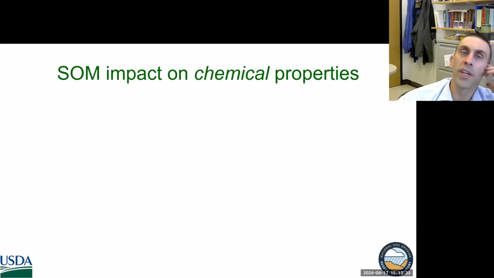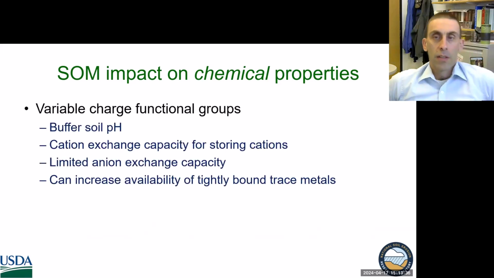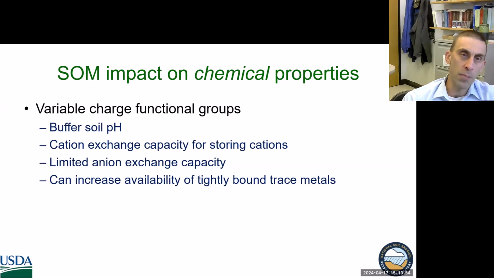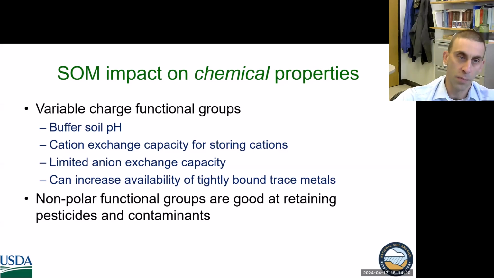Okay. So organic matter's impact on chemical properties. Look at the chemical properties of soil organic matter. It contains different types of functional groups. One of the big groups is variable charge functional groups, with which they are able to buffer the soil pH. These variable charge functional groups provide cation exchange capacity for storing cations. They do have a very limited anion exchange capacity. They can hold cations much better than anions. They can increase the availability of tightly bound trace metals through certain types of functional groups. And the nonpolar functional groups on soil organic matter are really good at retaining pesticides and organic contaminants.